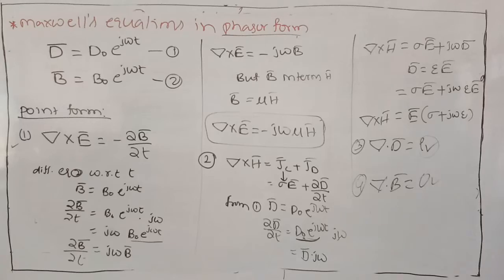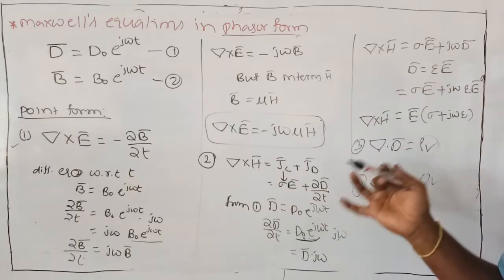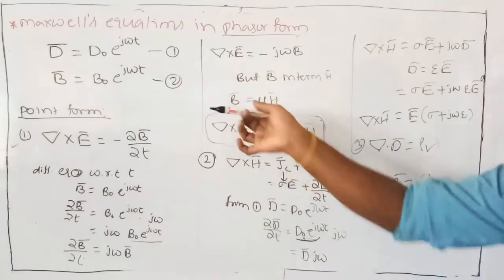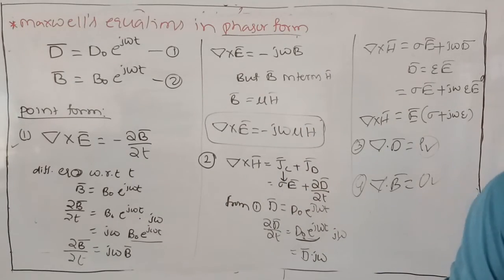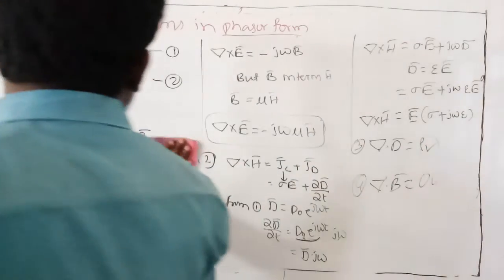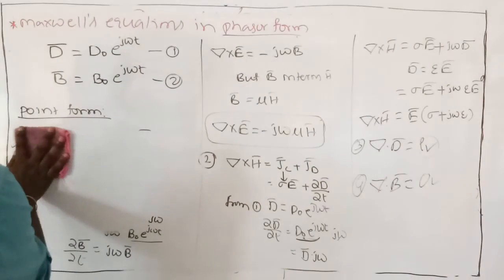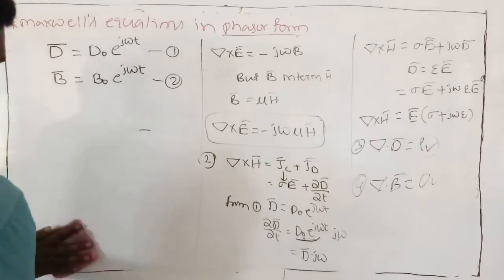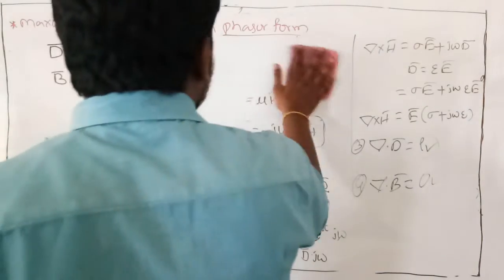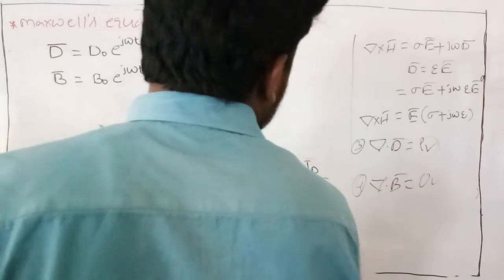Like this, we can convert all the Maxwell's equations which are in the time-varying fields into phasor form in point form. Similarly, represent all the equations in the integral form. Point form is over. Now, let us represent the integral form of Maxwell's equations in phasor form.